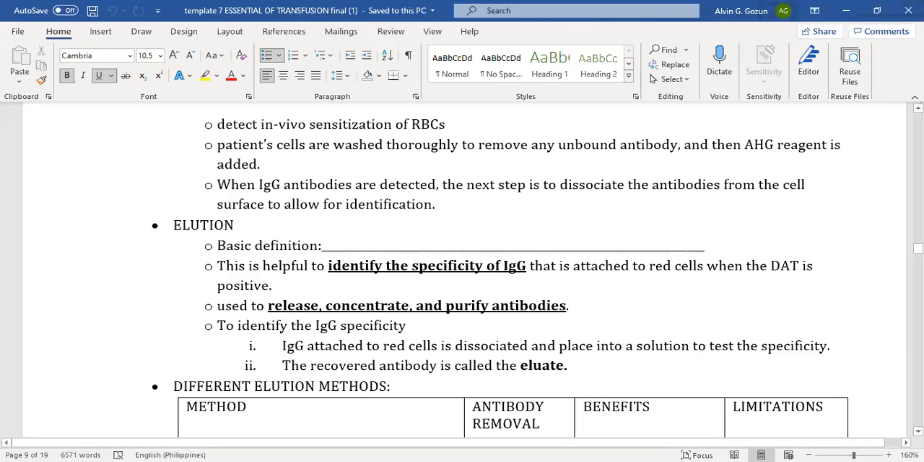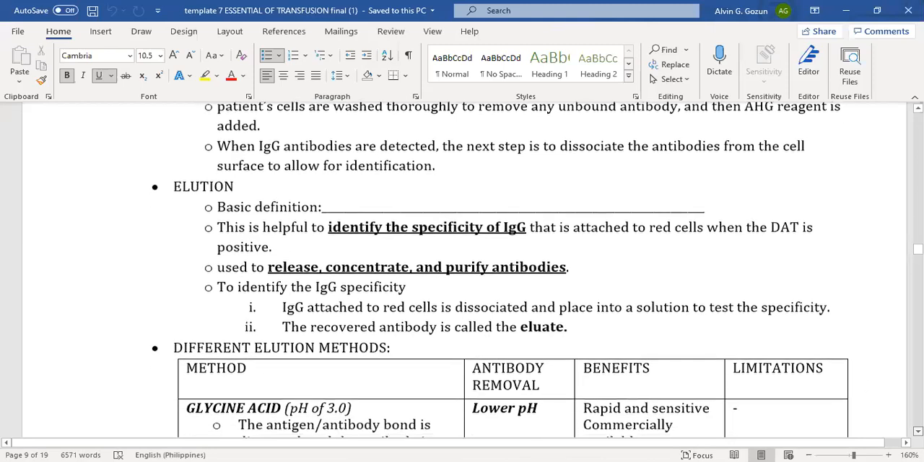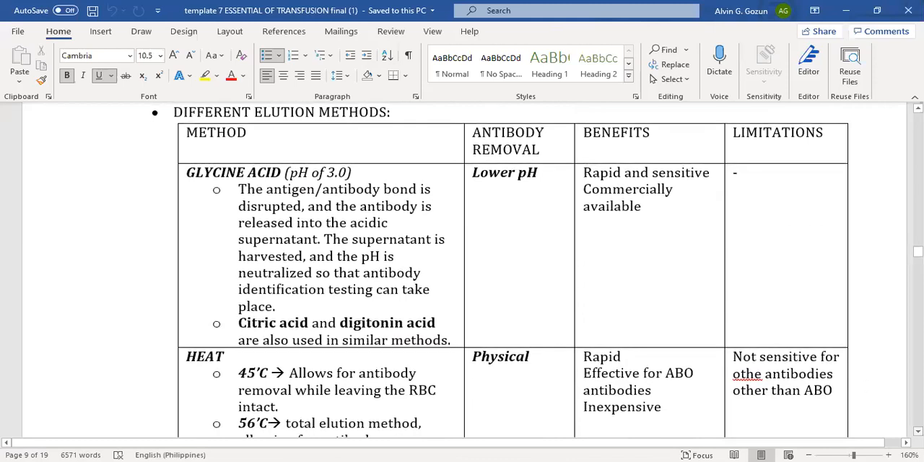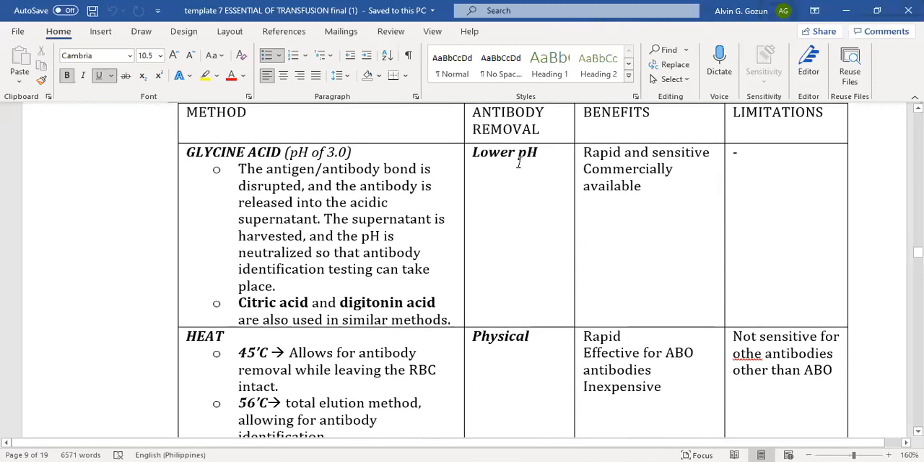Okay, so what are the different elution methods? Okay, pwede tayong gumamit ng glycine acid which with a pH of 3.0. So, mode of action niya paano? Kasi mababa yung pH, okay? Kaya i-break niya yung bonds between the antibody and antigen. The benefit, rapid and sensitive, commercially available.